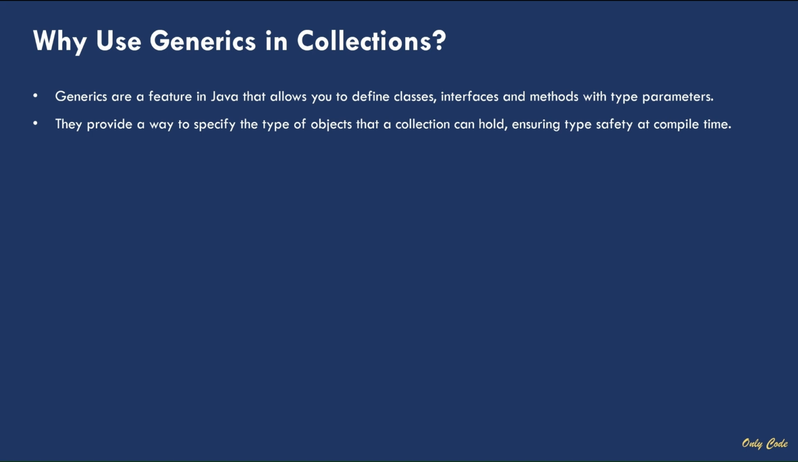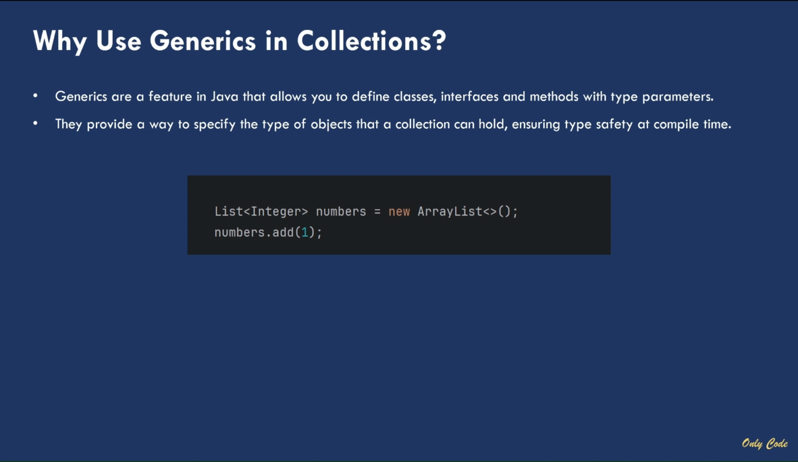In simple terms, generics let you work with specific types without losing flexibility, and it prevents you from accidentally adding the wrong type to the collection. See the below example. In this example, the list is specifically defined to hold only Integer objects, and trying to add a String results in a compile time error.